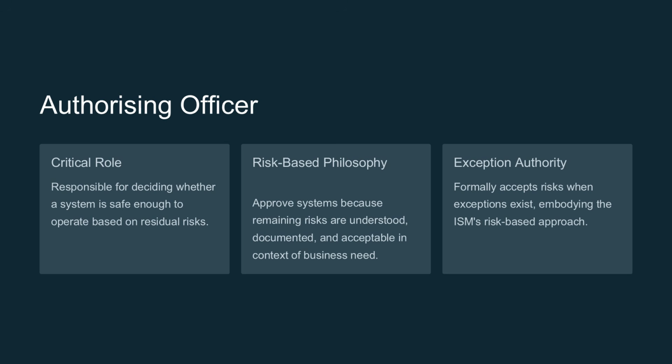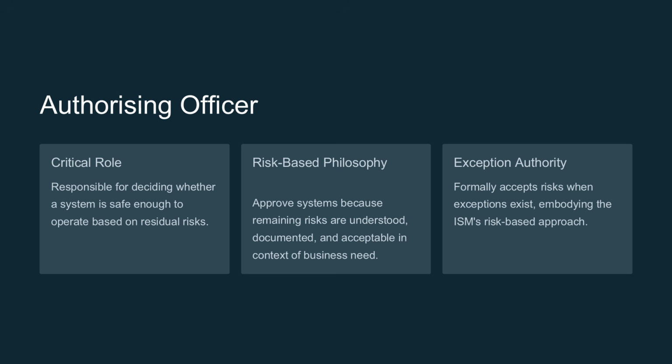Closely connected to this role is the authorizing officer. This role is critical and often misunderstood. As an authorizing officer, you are responsible for deciding whether a system is safe enough to operate based on an understanding of its residual risks. You authorize systems for use, knowing that risk can never be eliminated entirely. This role embodies the ISM's risk based philosophy.